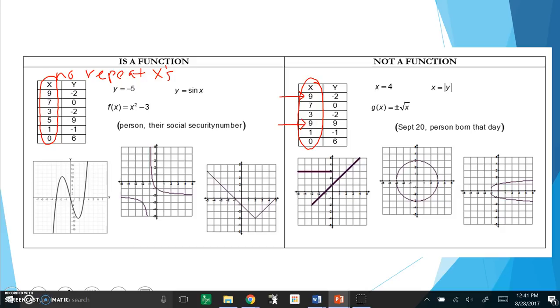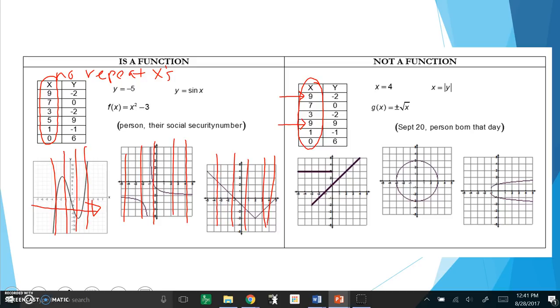Then, if we go down and look at the graphs, what you do is the vertical line test to determine if a graph is a function. You would drag your pencil across this graph, and if it touches it twice, then that means that it is not a function. So I am unable to draw a vertical line that passes through it twice. Same with here. I cannot draw a vertical line that would pass through it twice. Same here.